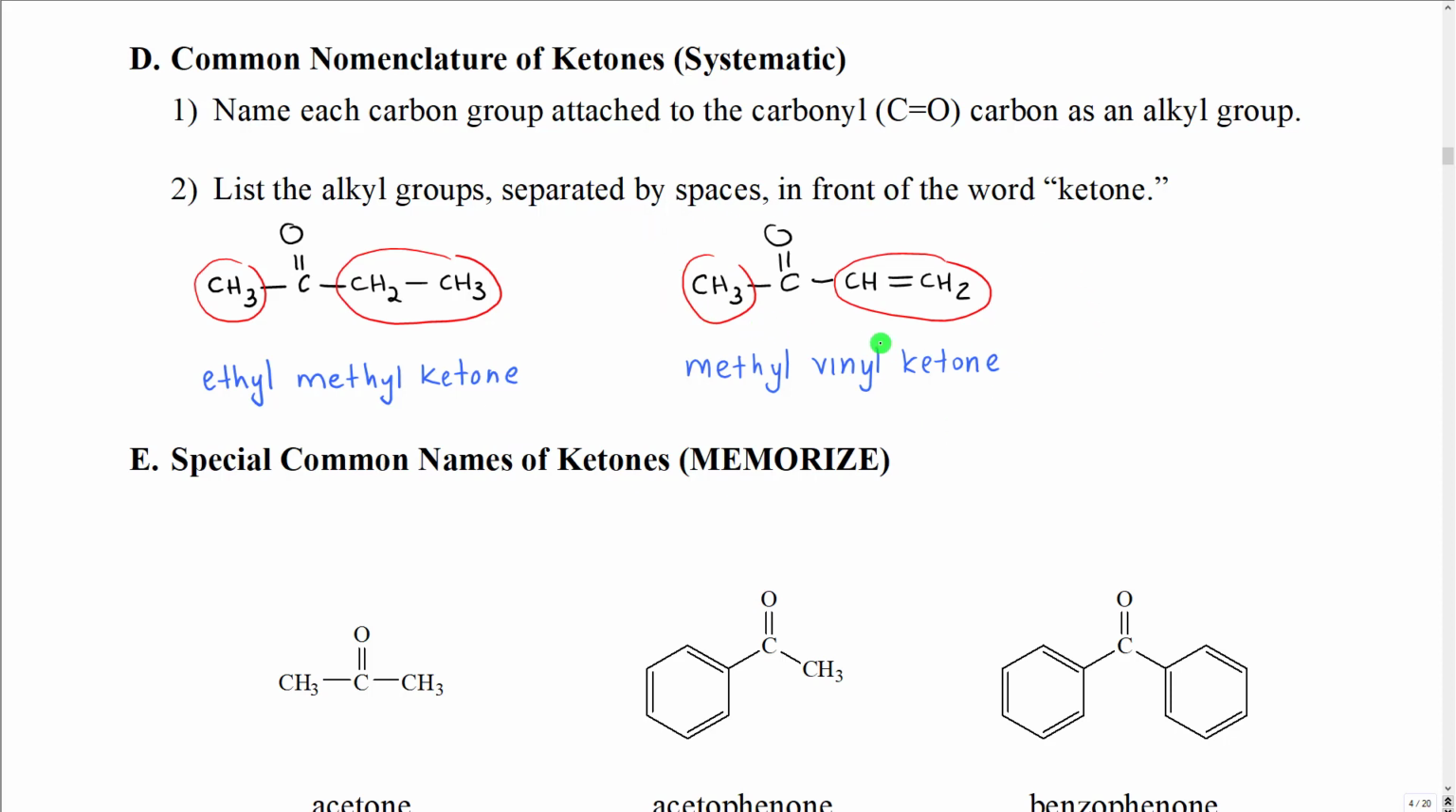Just to remind you of a couple of these special group names, here's another example. We have a methyl on this side. This unsaturation containing group, the common name of that is vinyl. So this would be methyl vinyl ketone.